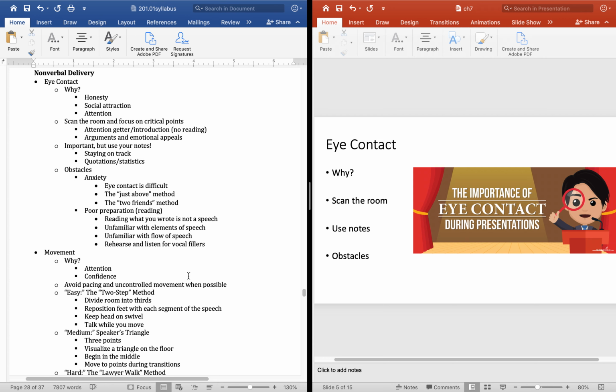Later in the speech, if you're making a very crucial argument or an emotional appeal, which we'll talk about when we get to persuasion, but it's something important, something that you really want the audience to take away, whether it's informative or persuasive. Look at your audience. You can't read it and think that they're going to trust you. You've got to look at them and say it.